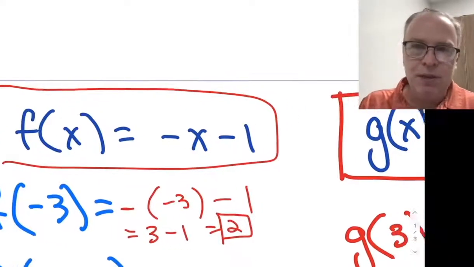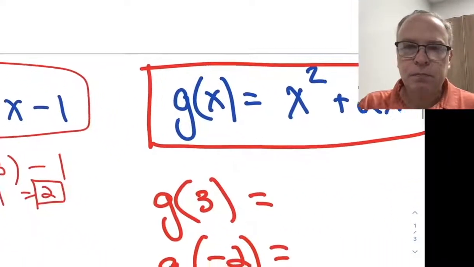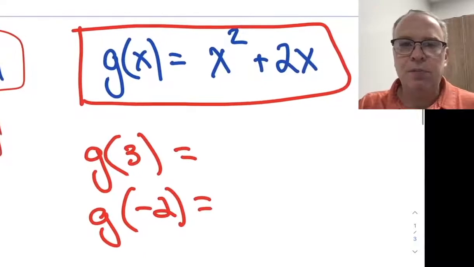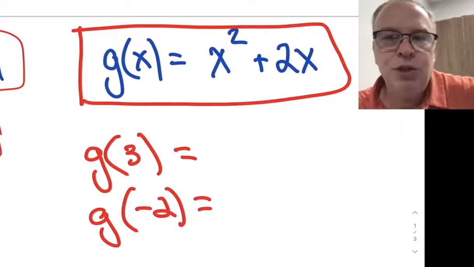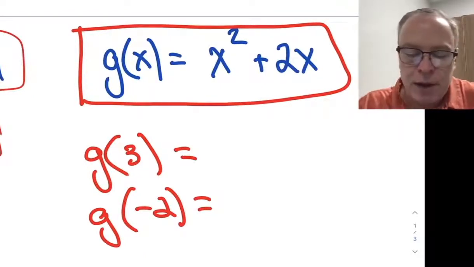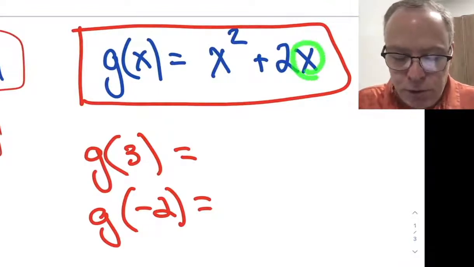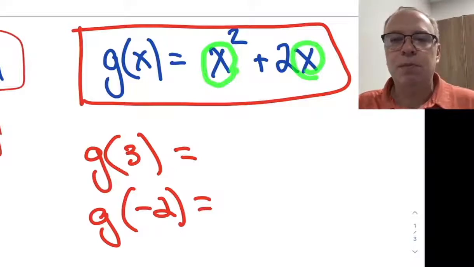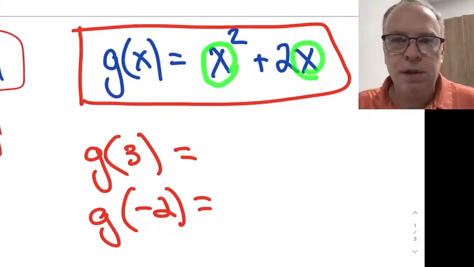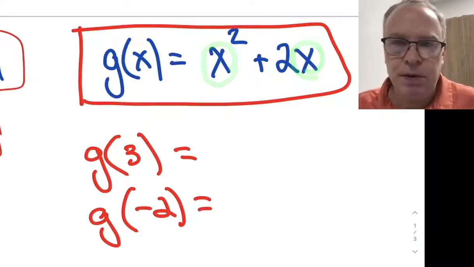All right, now let's go to the other side here. And I've got 2 problems for you to do right now. You're going to find g of 3 and g of -2. Now, before you do that, hang on. Wait. There's 2 places that you need to put those numbers, not just one. In this particular function, you have 2 places to put it.